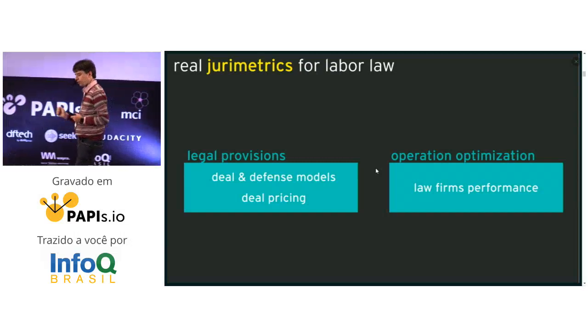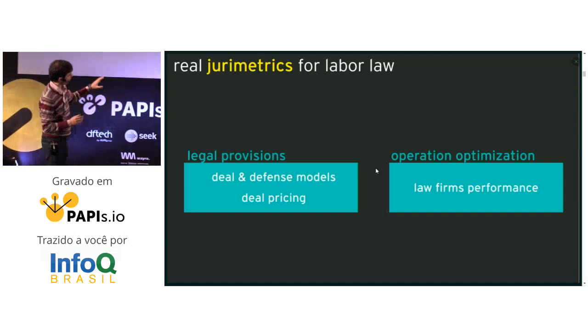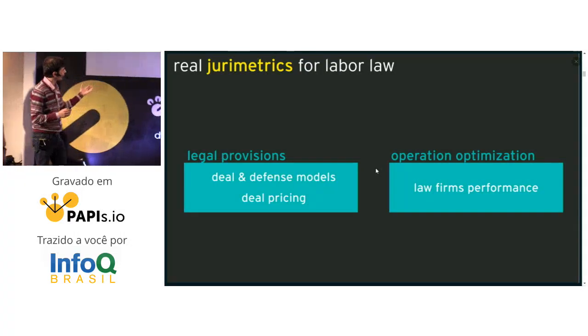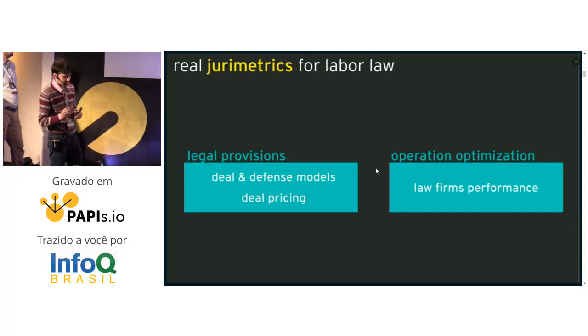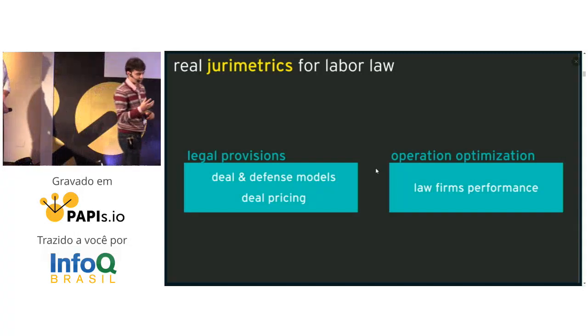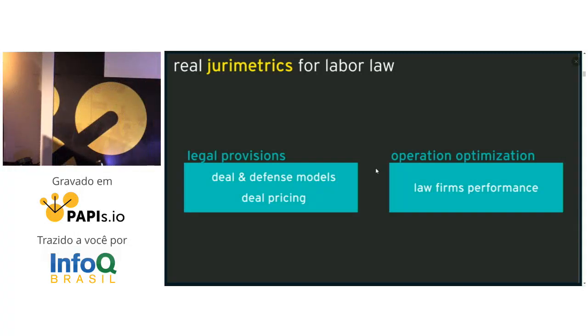On the other hand, we have operation optimization, which is to take the scores of law firms and lawyers, and understand if there is a law firm that's good at a specific industry, like telecommunications or banks, or if a lawyer is good at some topic, for example, overtime hours. And instead of choosing one law firm, we can choose law firms that are good at specific industries and specific needs.